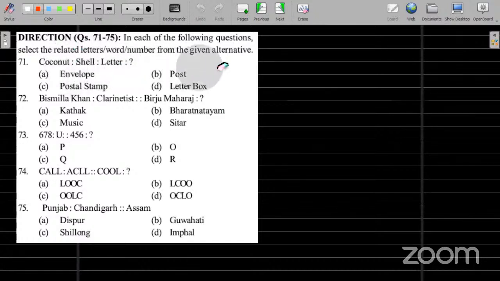Select the related words or number from the given alternatives. Coconut is related to shell, which is analogous to. The symbol of analogous to means in the same way, or equals. So coconut is related to shell. Shell covers the coconut, and coconut is covered by its shell. So a letter is covered by its envelope.